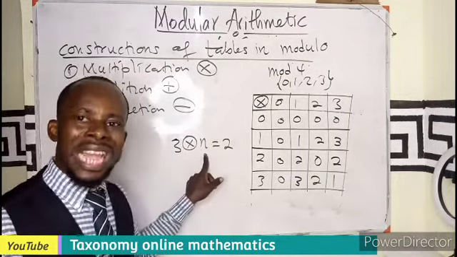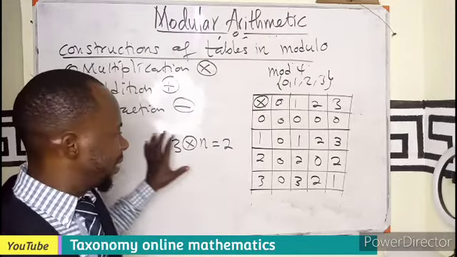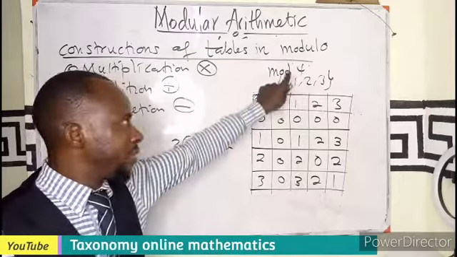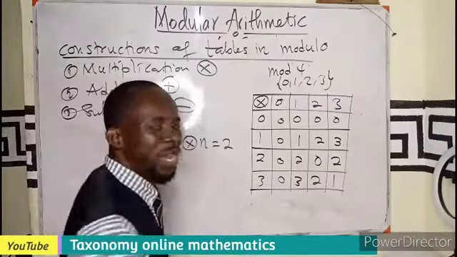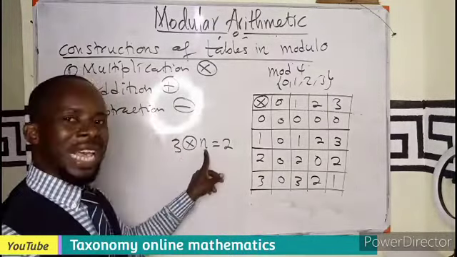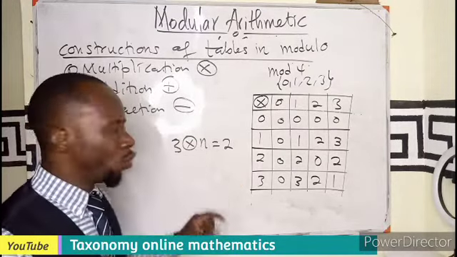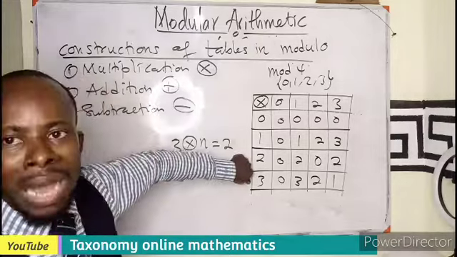3 times a number. When we get to this place, this is the answer we get from here, from this. So we are only looking into the table. 3 times a certain number, giving me what? 2. So what will I do?